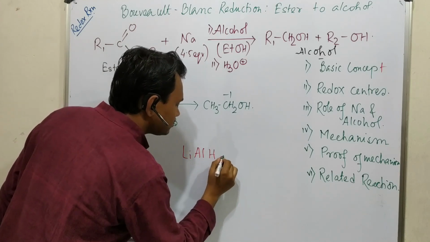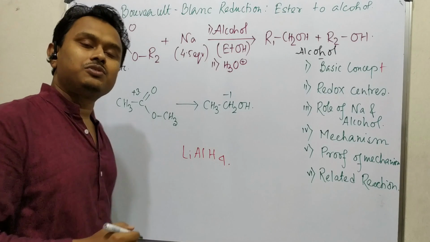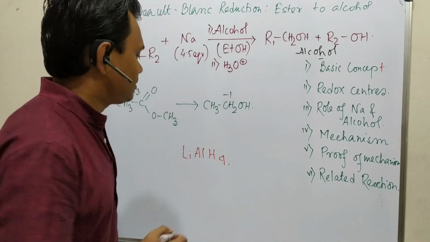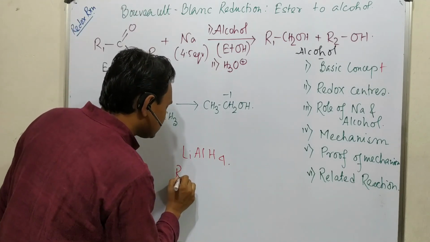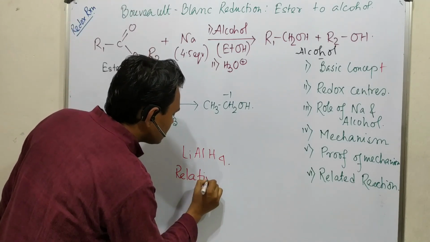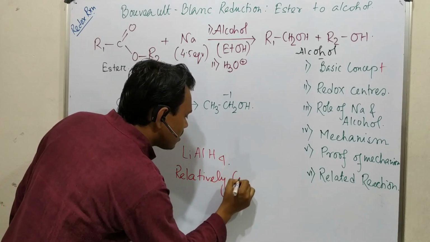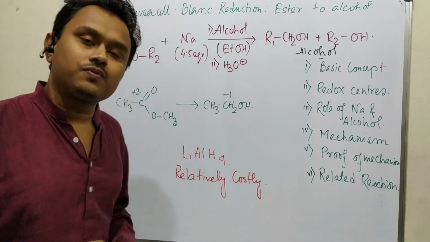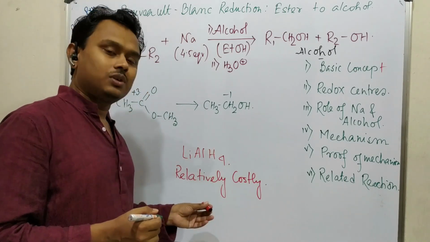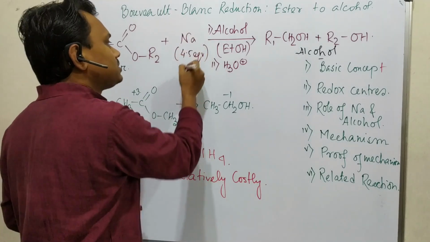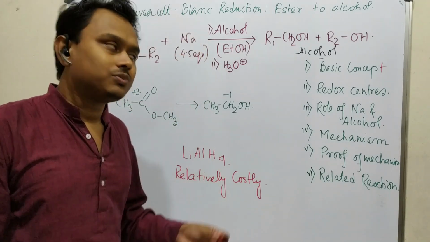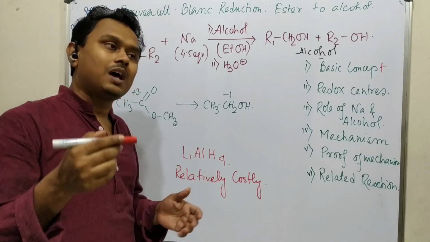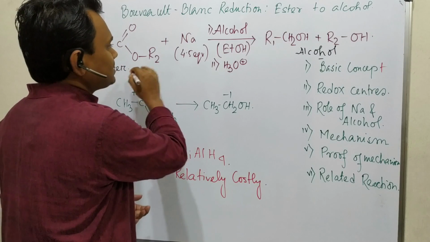Lithium aluminium hydride is a very good reducing agent to reduce an ester into the corresponding alcohol, but it is relatively costly. And when lithium aluminium hydride was not yet developed, this Bouveault reduction was one of the choices, a very important and reliable process for this reduction.